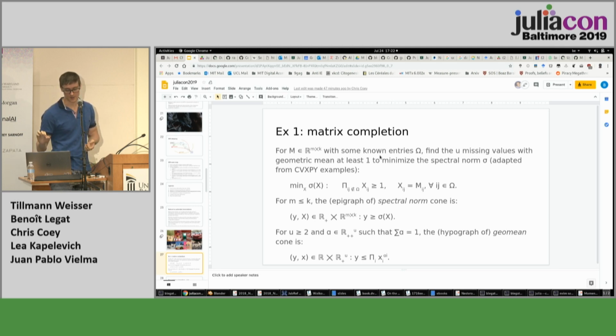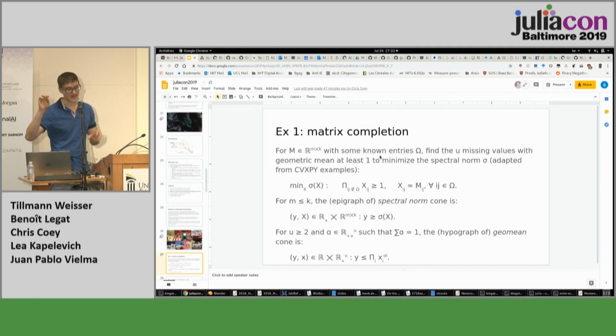So we're going to use two interesting cones here. One is the spectral norm cone, and that is the epigraph of the matrix spectral norm. And another one is the hypograph of the geomean function. So clearly, you can just kind of plug them in there. And you haven't added any variables or really increased the dimension of anything.